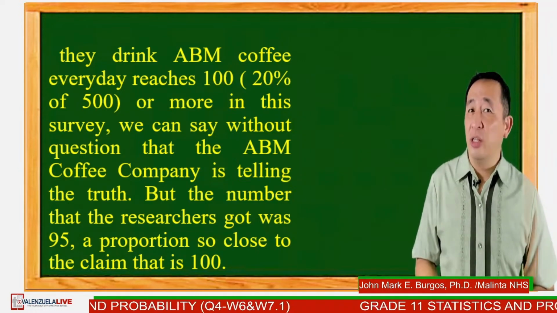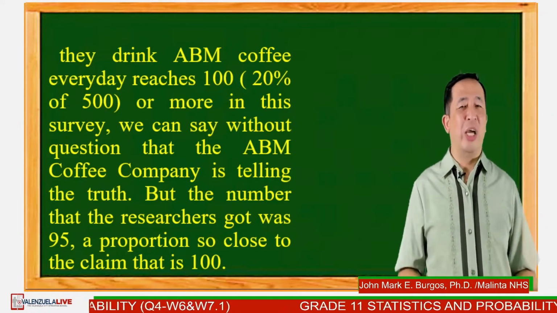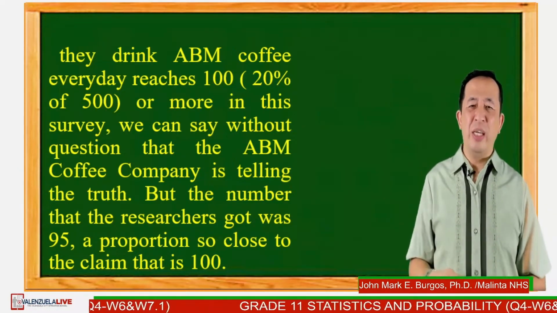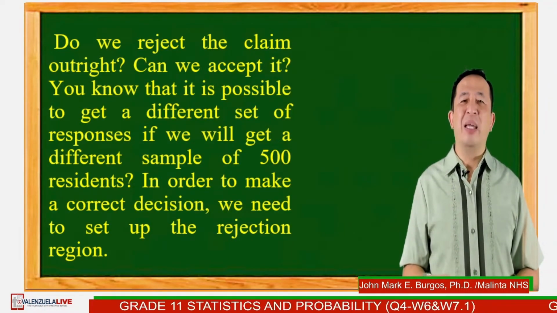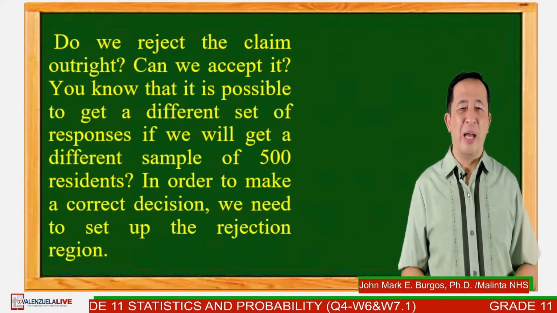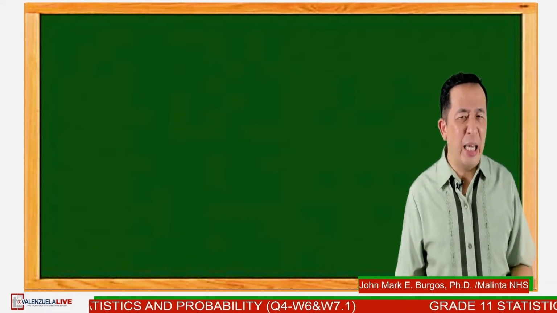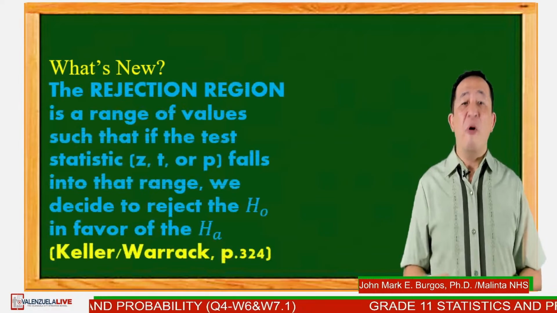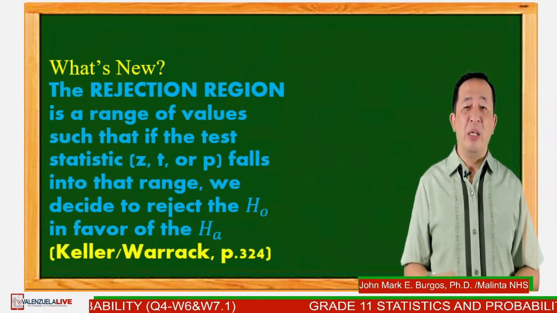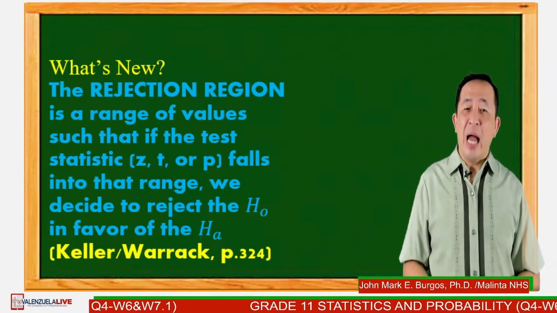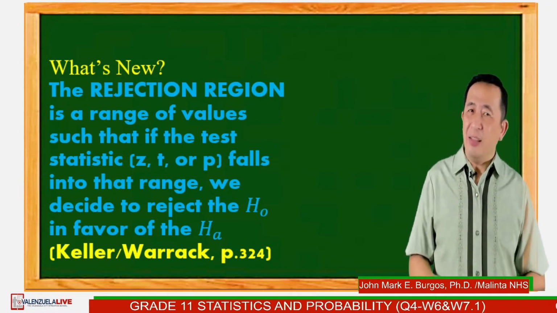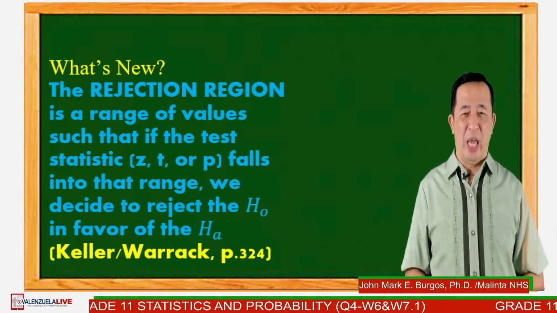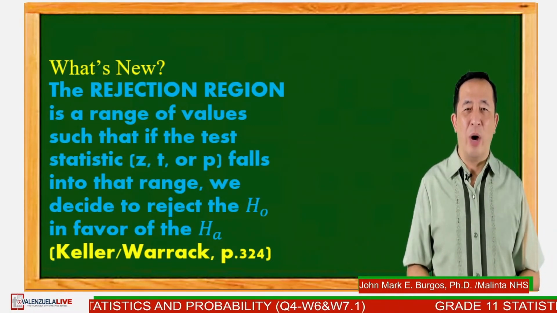So, the question is, what is the rejection region? Rejection region is a range of values such that if the test statistic, for example Z or T or P, falls into that range, we decide to reject the null hypothesis H0 in favor of the alternative hypothesis Ha, according to Keller and Warrack.